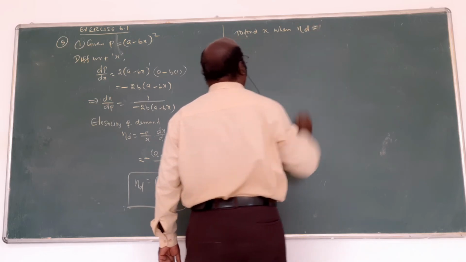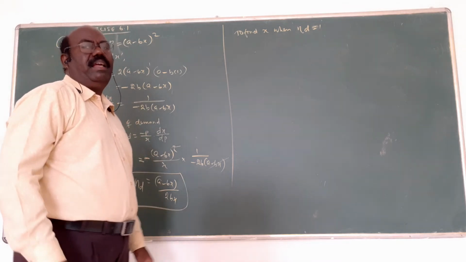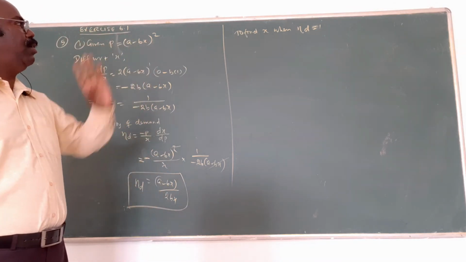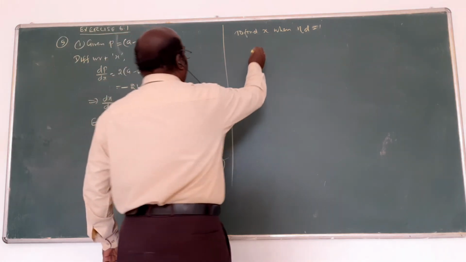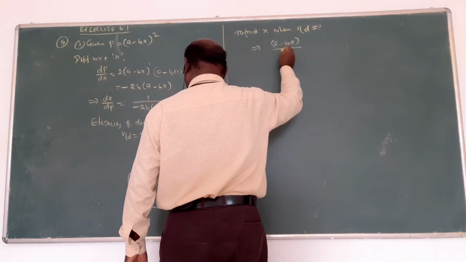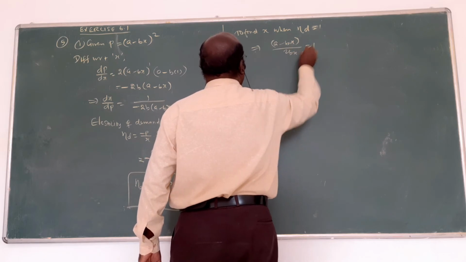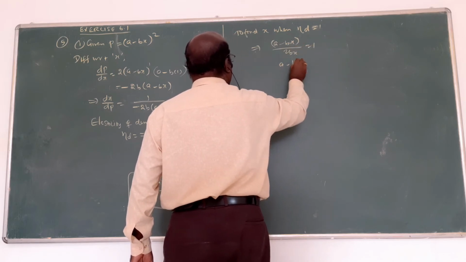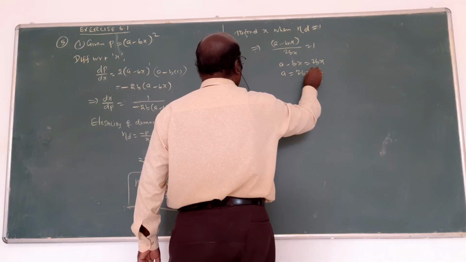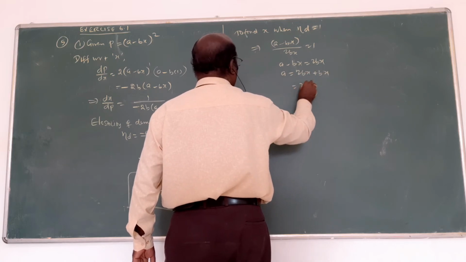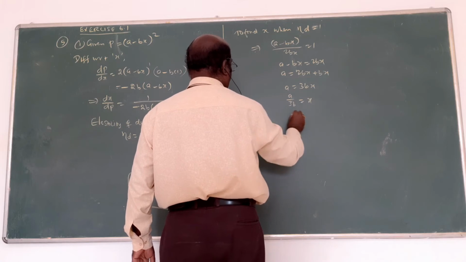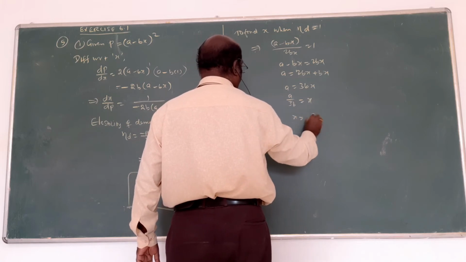Actually, what is being asked? Find the value of x when the elasticity of demand is unity. Unity is 1. Let's simplify. Elasticity of demand ηd is (a − bx) divided by 2bx, equal to 1. Cross multiply: a − bx = 2bx. So a = 2bx + bx, a = 3bx. Therefore, this is the answer.